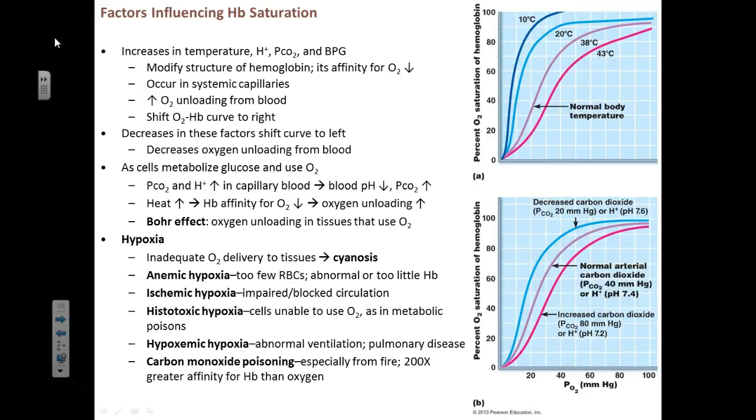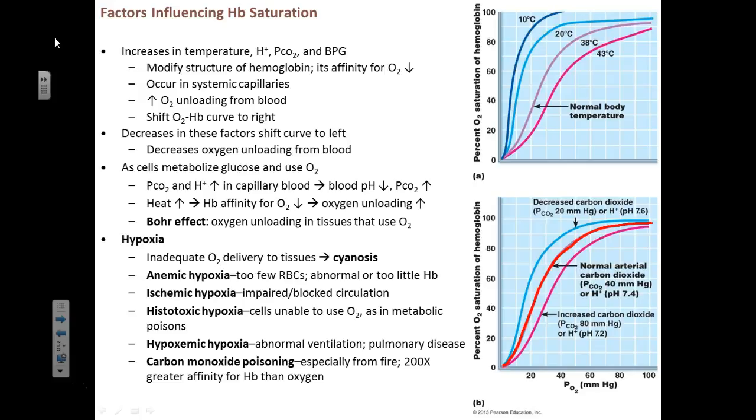So now, in a very simple way, what will alter the unloading? Sort of counterintuitive. I want to show you how this curve, the hemoglobin saturation curve, changes as different factors change, and we're going to talk about CO2 first, carbon dioxide. Okay, so this is the normal hemoglobin saturation curve.